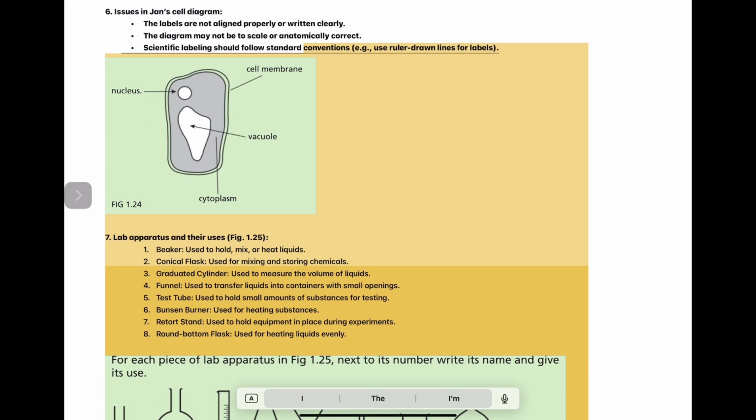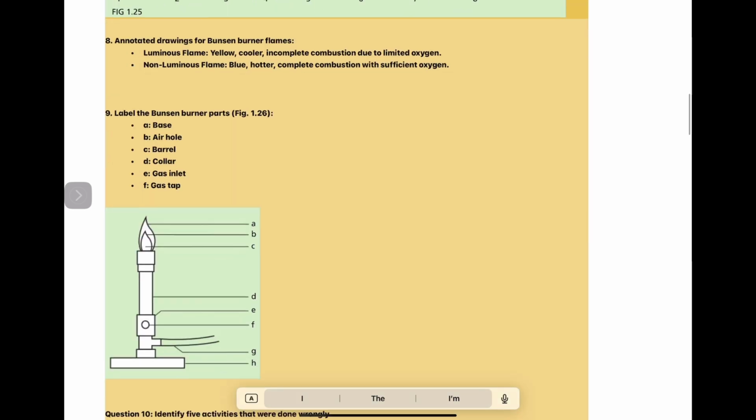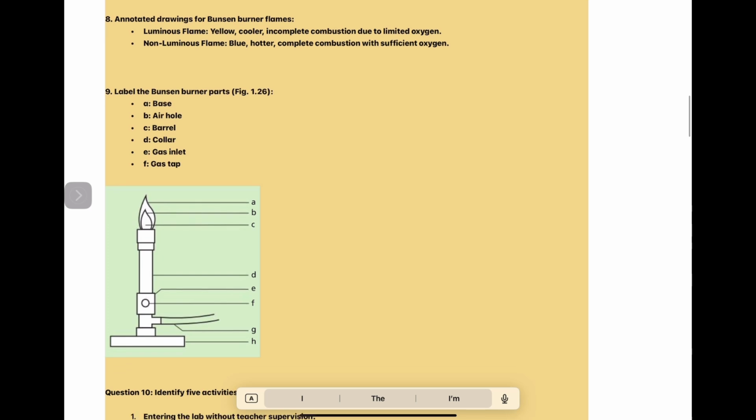8. Annotated drawings for Bunsen burner flames. Luminous flame, yellow. Cooler, incomplete combustion due to limited oxygen. Non-luminous flame, blue. Hotter, complete combustion with sufficient oxygen.